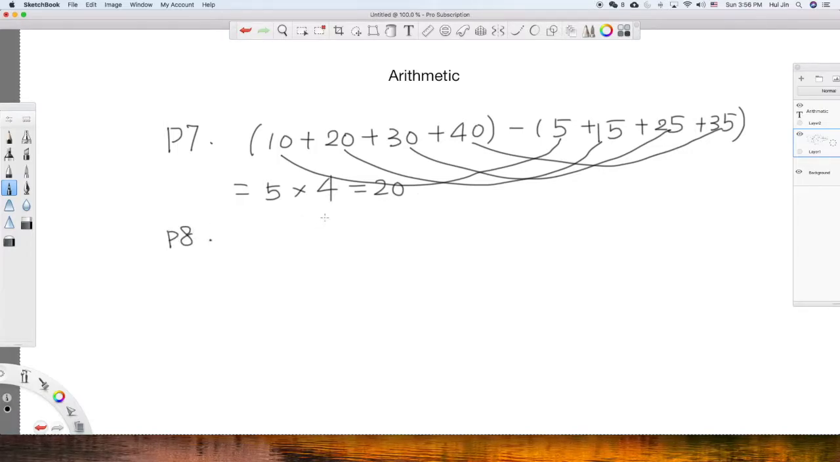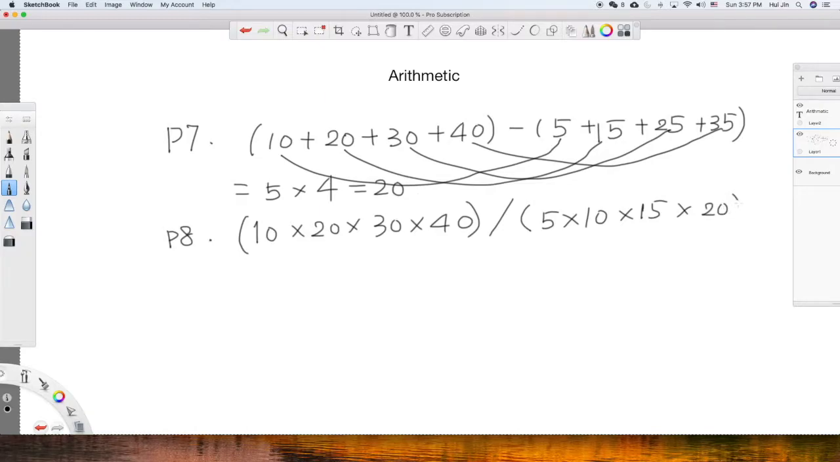The next question is about division. And the question goes: 10 times 20 times 30 times 40, divided by 5 times 10 times 15 times 20. Okay, pause for a moment to see if you can figure it out very quickly. And of course, the way to solve it is you write down division as a multiplication of reciprocals.